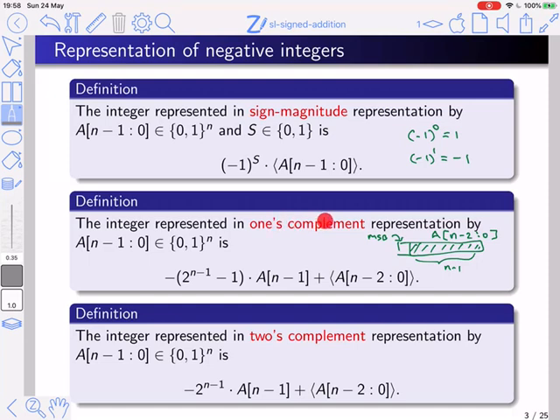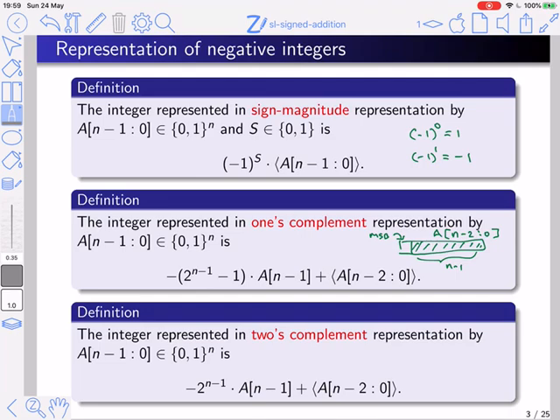In one's complement representation, we take a binary string of length n and we partition it into the first n minus 1 bits and the most significant bit. The first n minus 1 bits represent a number in binary representation. The most significant bit has a very strange weight. Its weight is minus 2 to the power of n minus 1, minus 1. In two's complement, we have a very similar situation to the one in one's complement, but here the weight of the most significant bit is minus 2 to the power of n minus 1.